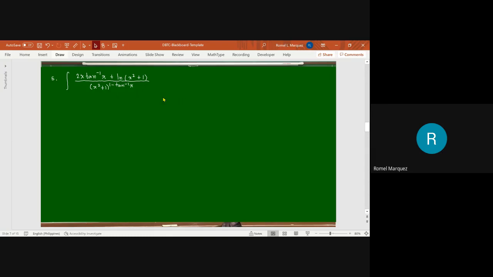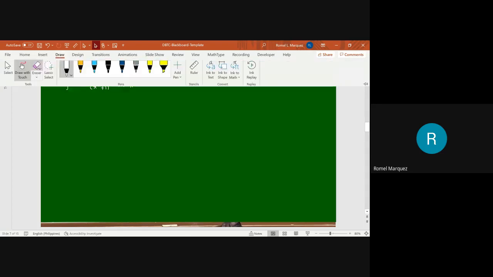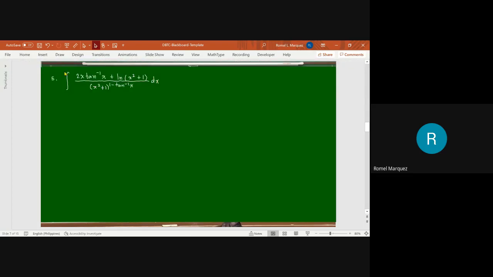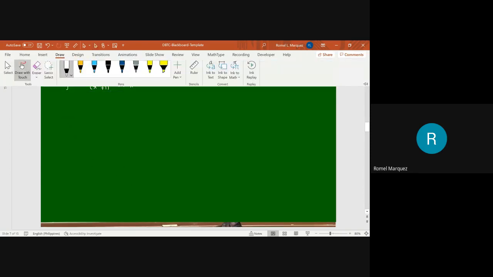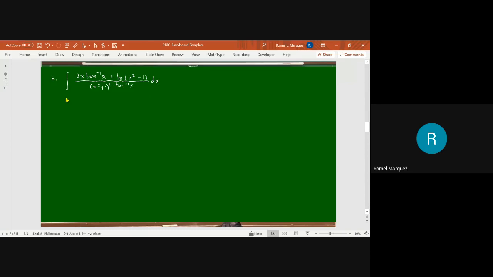Any suggestion, children? Guys, any suggestion of what to do? Because arctangent and ln are not directly related, no? So this problem suggests that we need splitting. So it will give us 2 independent integrals. Okay? But ln and tangent inverse have something in common.